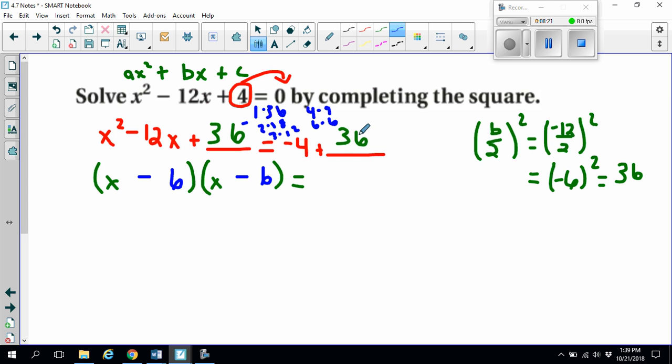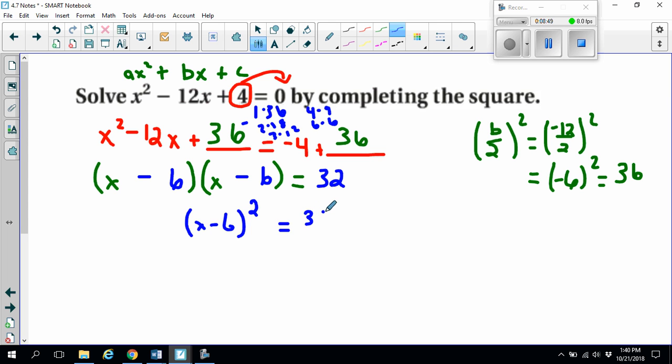So once I've done that, on my right-hand side, I just combine the like terms. So I do negative 4 plus 36. That just gives me 32. So now, notice here that both my factors are exactly the same. Because they're exactly the same, I can actually rewrite this as x minus 6 squared. That squared represents that there are 2 of the x minus 6.